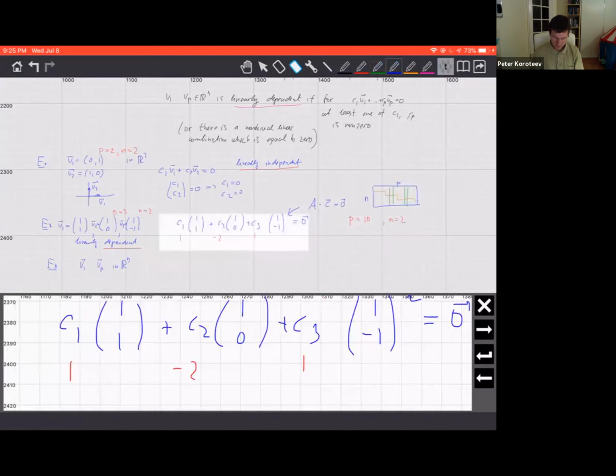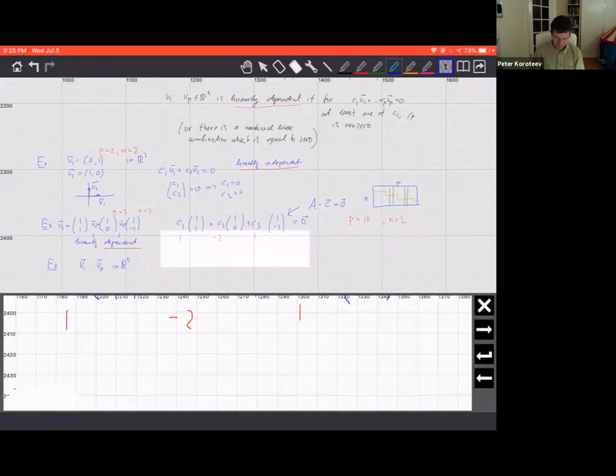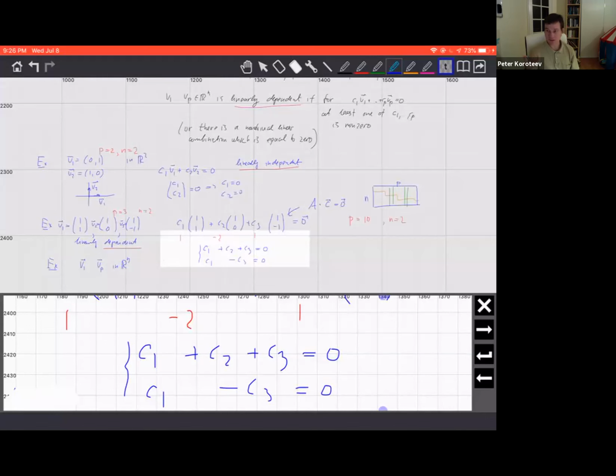Let's do this one example. I'm going to write it here. So it will be C1 plus C2 plus C3 equals 0, and the second equation is C1 minus C3 is equal to 0. So we have 3 unknowns and 2 equations. So most likely there will be a free parameter.